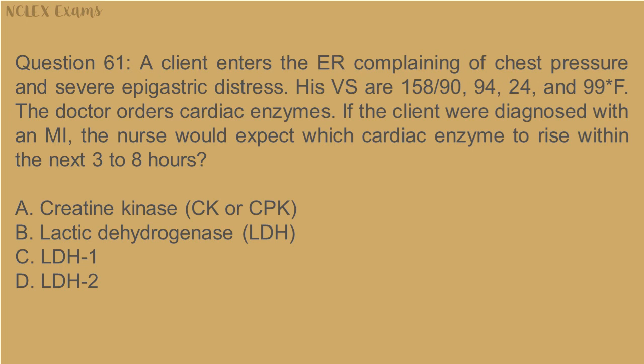Question 61. A client enters the ER complaining of chest pressure and severe epigastric distress. His vitals are 158, 90, 94, 24, and 99F. The doctor orders cardiac enzymes. If the client were diagnosed with an MI, the nurse would expect which cardiac enzyme to rise within the next 3 to 8 hours?